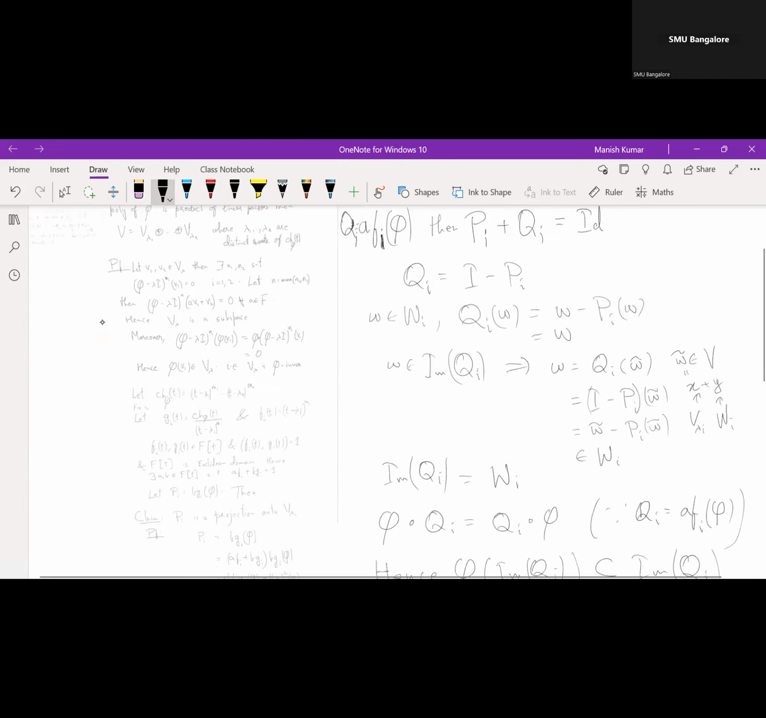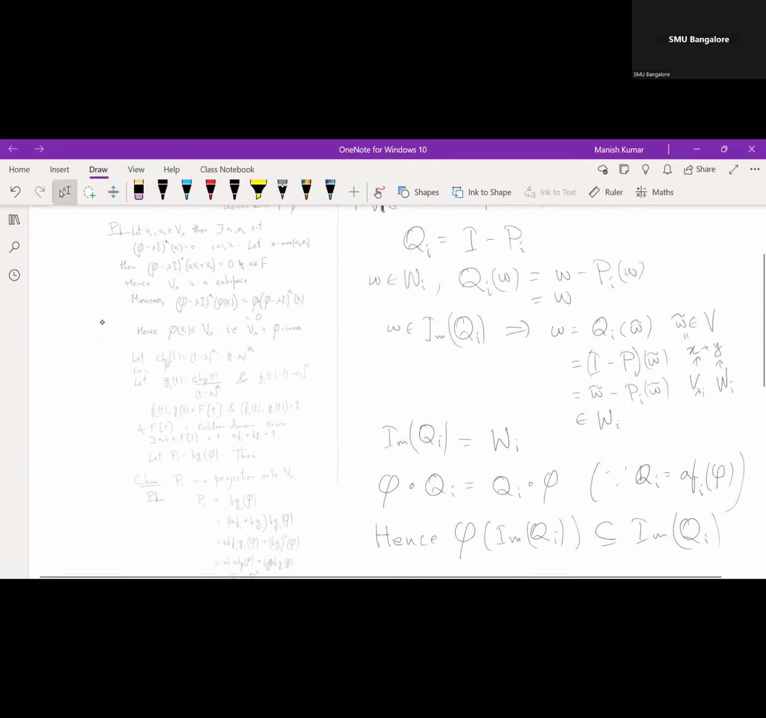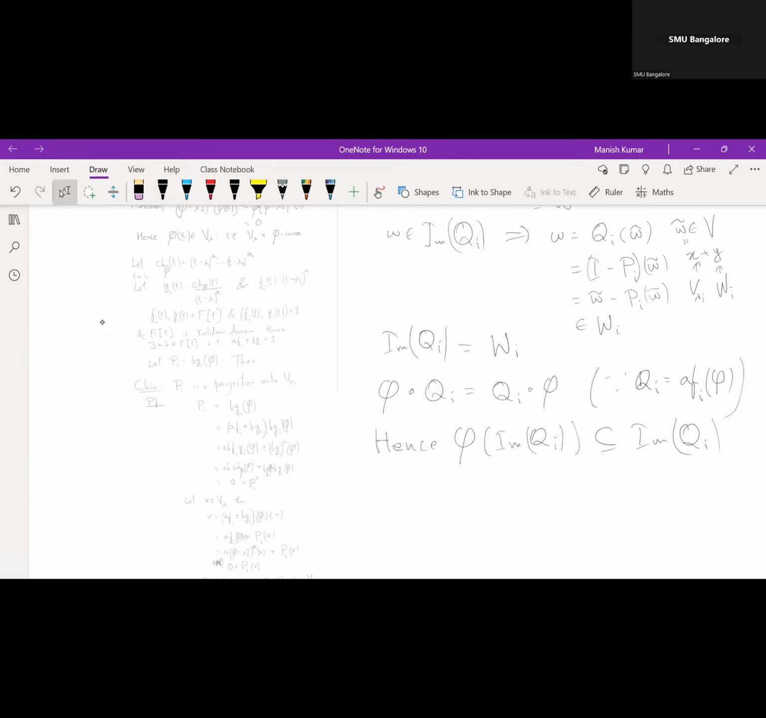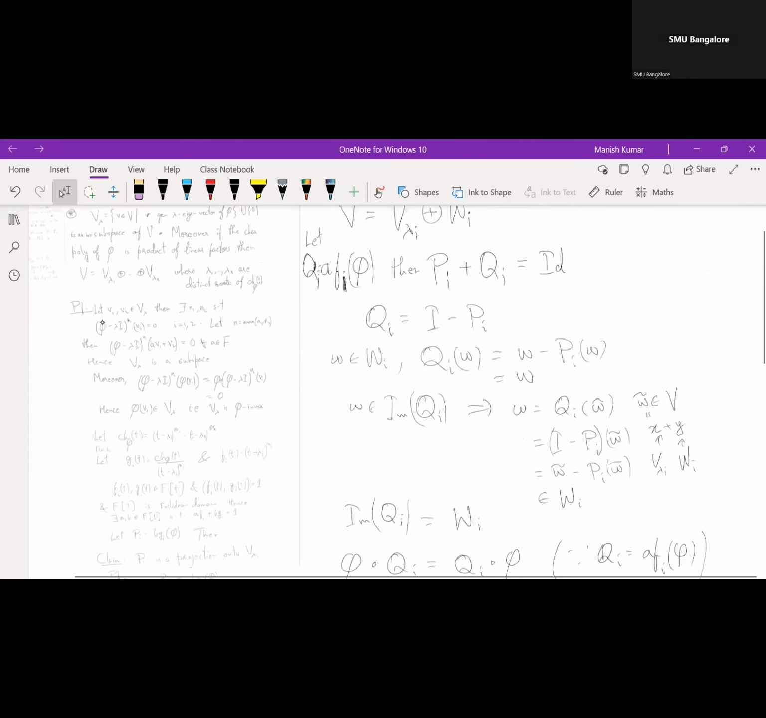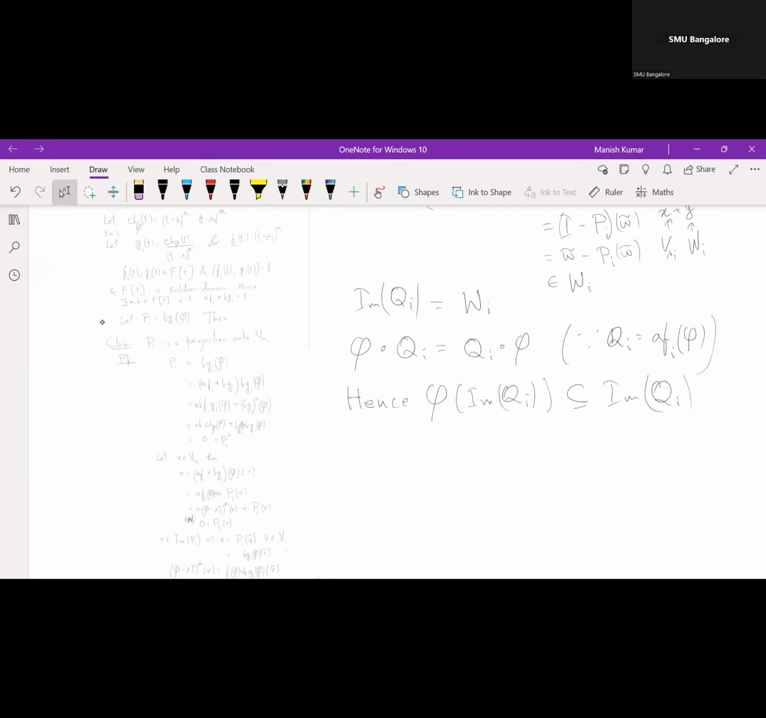So that tells you that W_i is a phi-invariant subspace. So we have decomposed V into two phi-invariant subspaces, V_lambda_i and W_i. So we can look at them now. We know what happens in V_lambda_i. When we restrict phi to V_lambda_i, we know that the only eigenvalue is lambda_i.